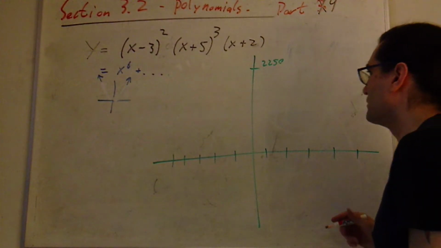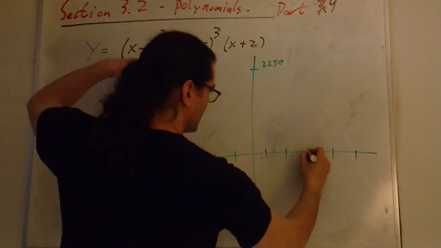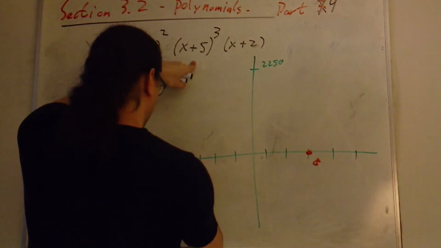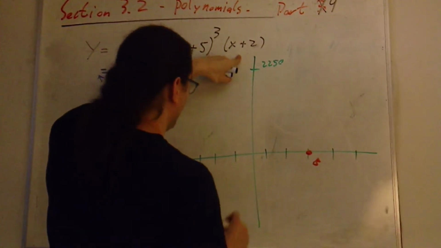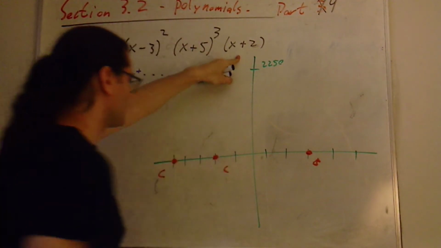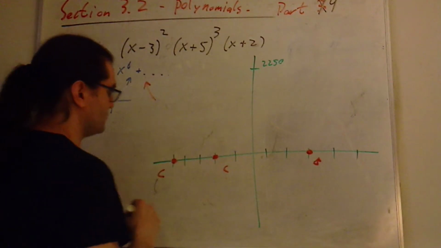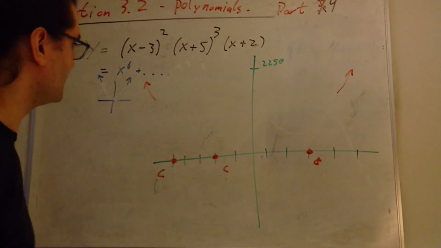So, I have intercepts at 3, and this is a bounce. I have an intercept at -5, and this is a cross. And I have an intercept at -2, and this is a cross. And my end behavior is going to be up to the left and up to the right. Got that field goal end behavior.